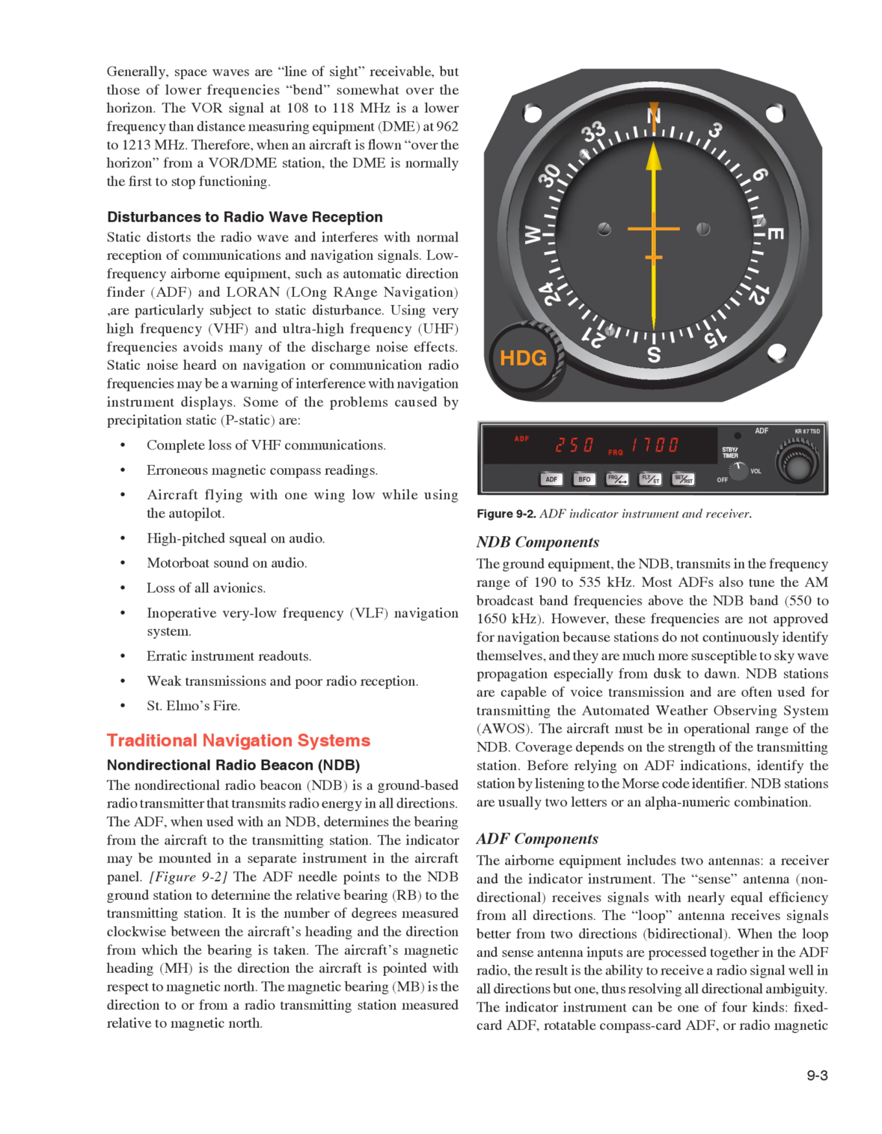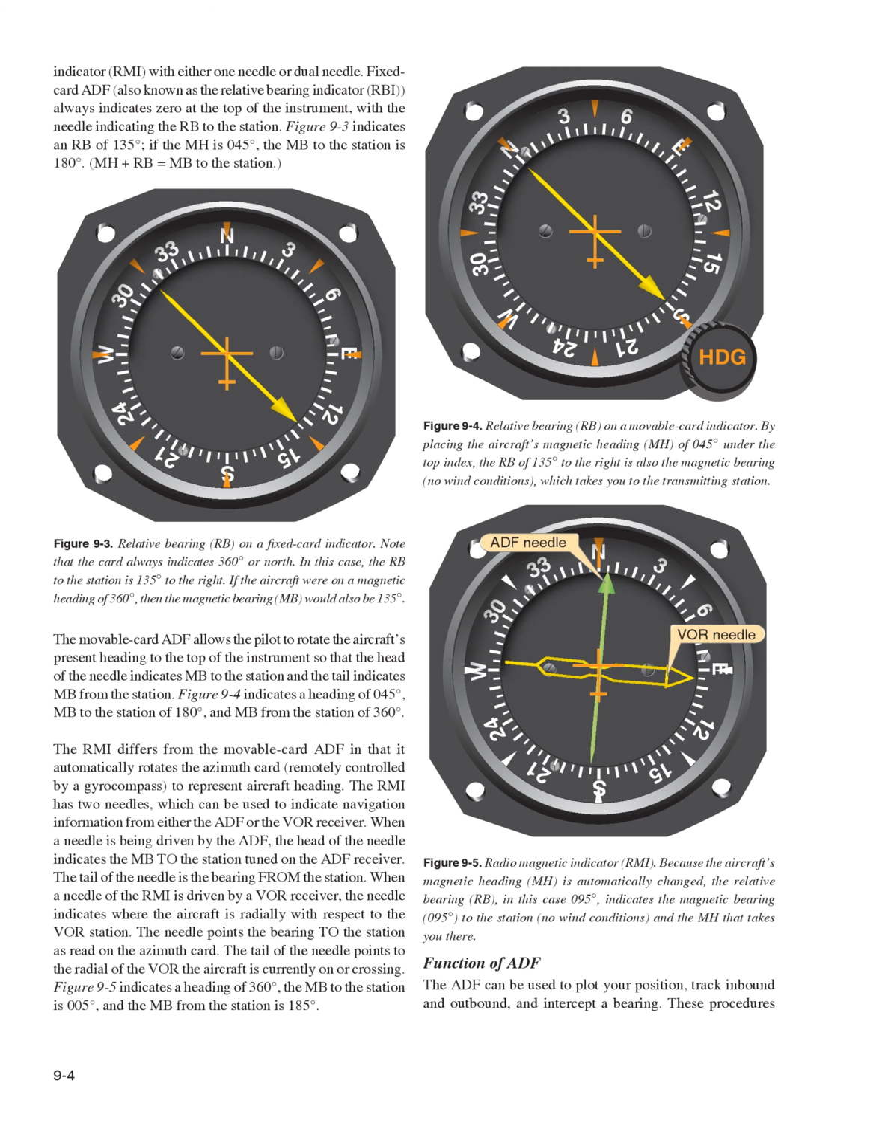The indicator instrument can be one of 4 kinds: fixed card ADF, rotatable compass card ADF, or radiomagnetic indicator, RMI, with either one needle or dual needle. Fixed card ADF, also known as the relative bearing indicator, RBI, always indicates 0 at the top of the instrument, with the needle indicating the relative bearing to the station.